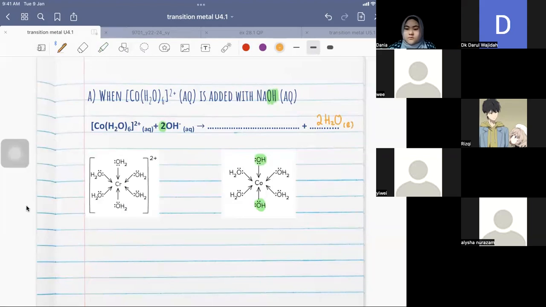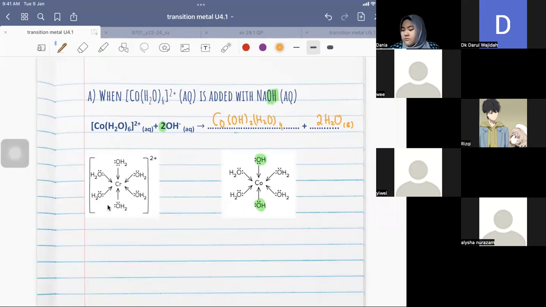Okay, you can work out the formula. You don't have the diagram in your notes. Actually, it's not necessary, but I have it here for you so that you can visualize it. If we write down the formula, it will be cobalt with two hydroxide, and there are four molecules of H2O. Okay. And the overall charge is neutral. Okay. Because cobalt.